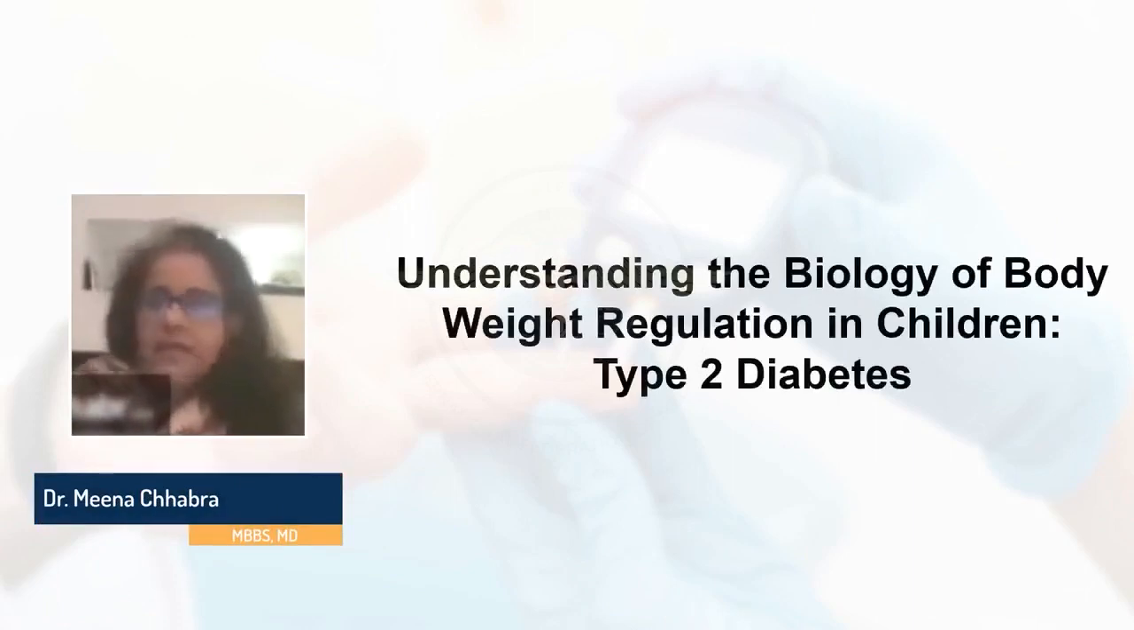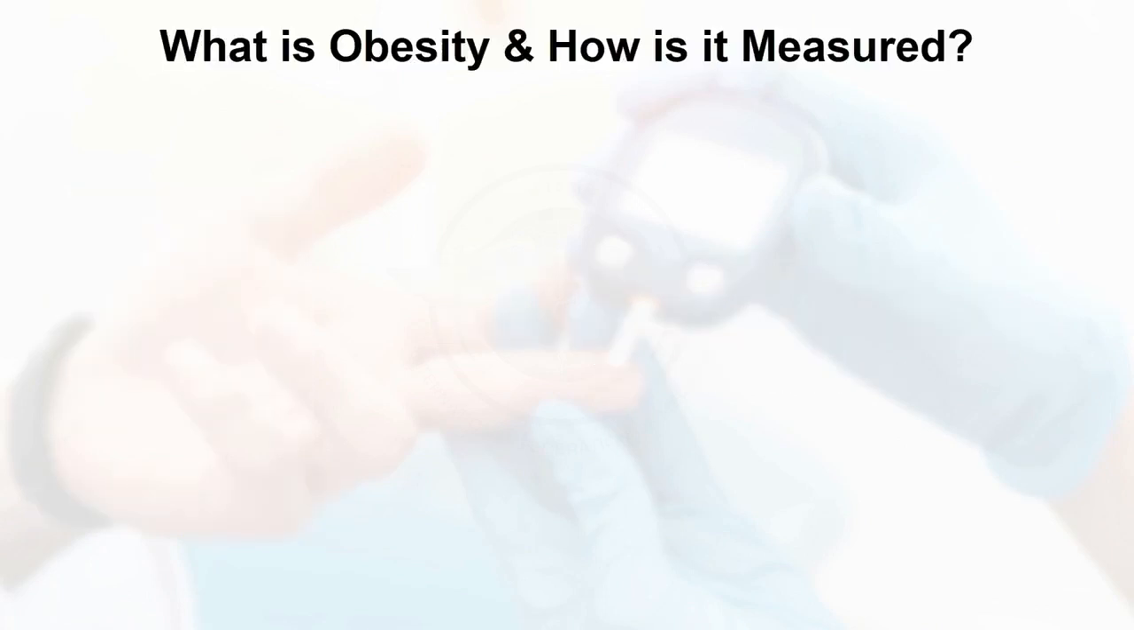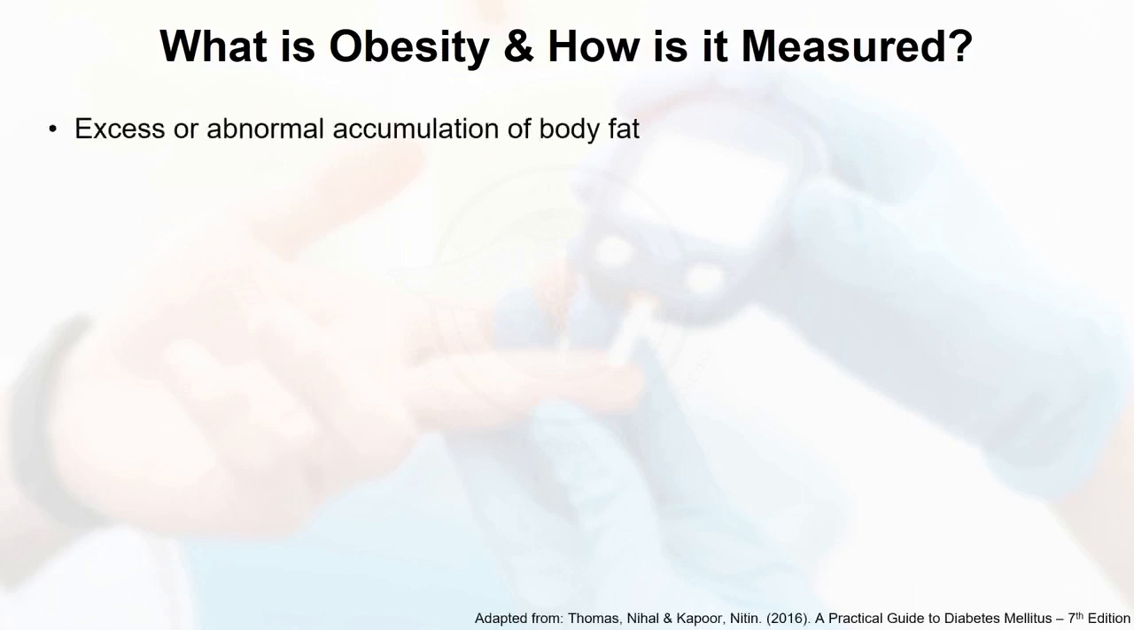So, understanding the biology of body weight regulation in children and how to prevent type 2 diabetes. This is a very interesting topic because there are a lot of new things in it, and I'm sure you're going to enjoy the talk. Now, what is obesity and how is it measured? This is very important. Excess or abnormal accumulation of body fat is obesity.